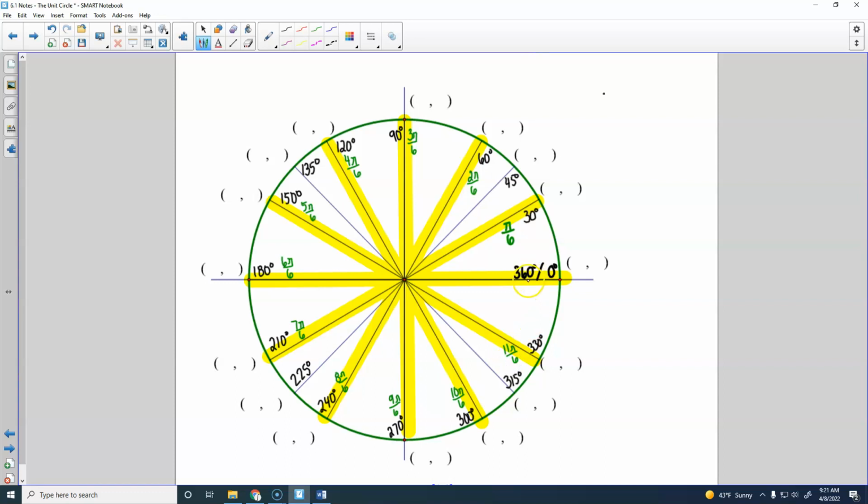And then the last one would be 12 pi over 6 if we want to write it, but it's kind of optional because we could also just say 0. Could be either one.